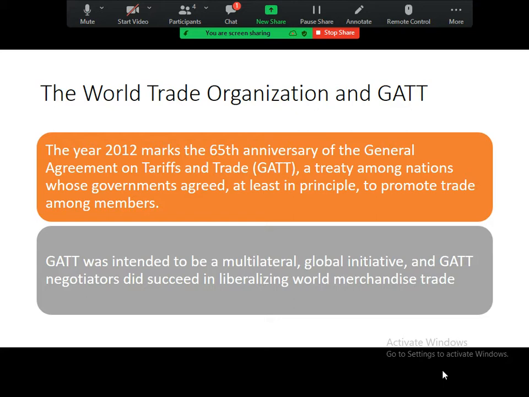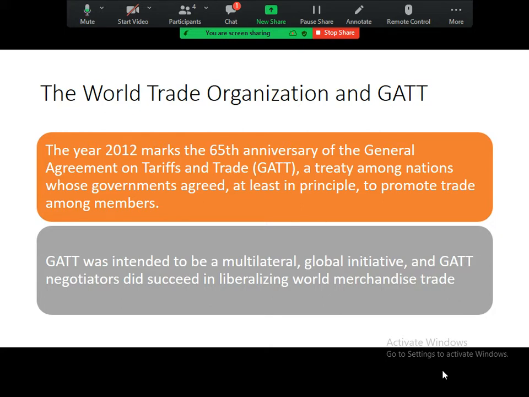So we will start with the World Trade Organization and GATT. GATT means General Agreement on Tariffs and Trade. So way back, the year 2012 marks the 65th anniversary of the GATT, a treaty among the nations whose governments agreed, at least in principle, to promote trade among the members.